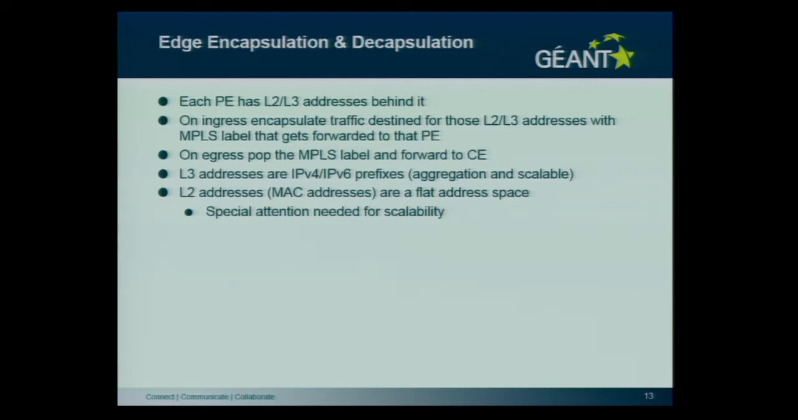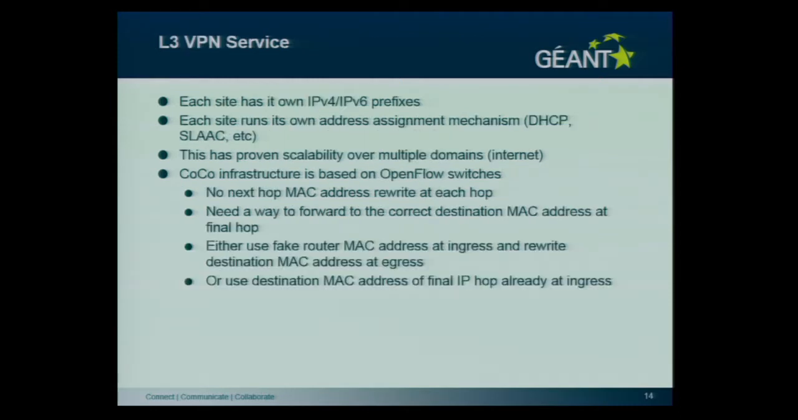But we also want to investigate layer 2 addresses, so layer 2 VPN services. And those are, of course, more difficult because layer 2 addresses, MAC addresses, are a flat address space. So you can't aggregate those, and special attention is needed there. And I have an additional slide on that later on. So first, the layer 3 VPN services.